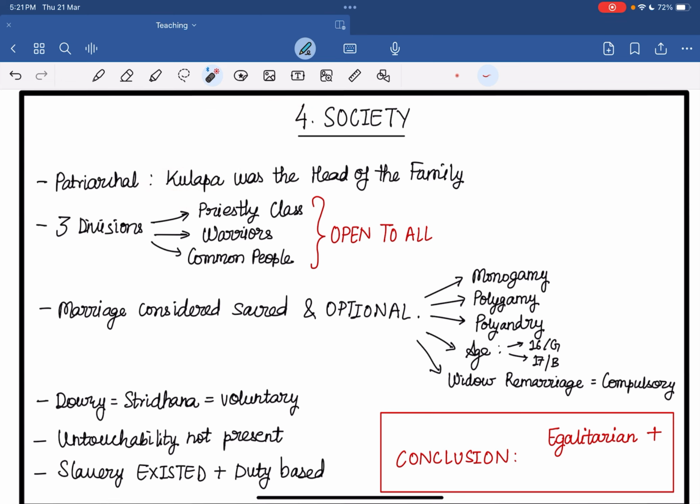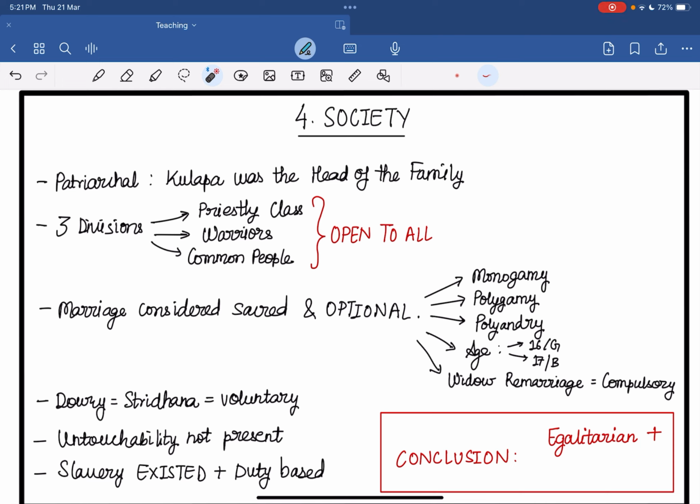We also see that the early Vedic period had 3 divisions in society. The first one happened to be the priestly class, the second happened to be that of warriors, and the third one happened to be that of common people. These were open to all people and gender. These were not airtight compartments. Yes, there were divisions in the society, but these were not airtight compartments. These were open to all.